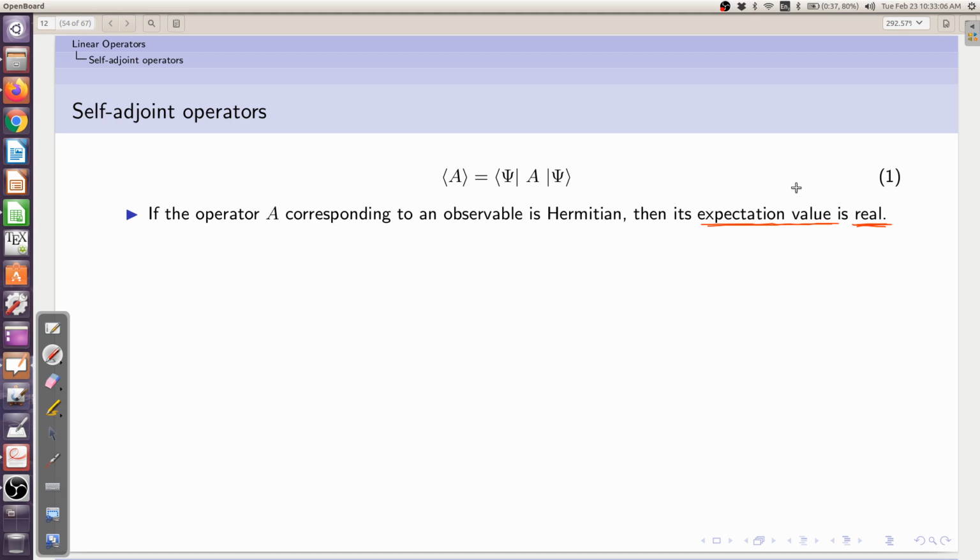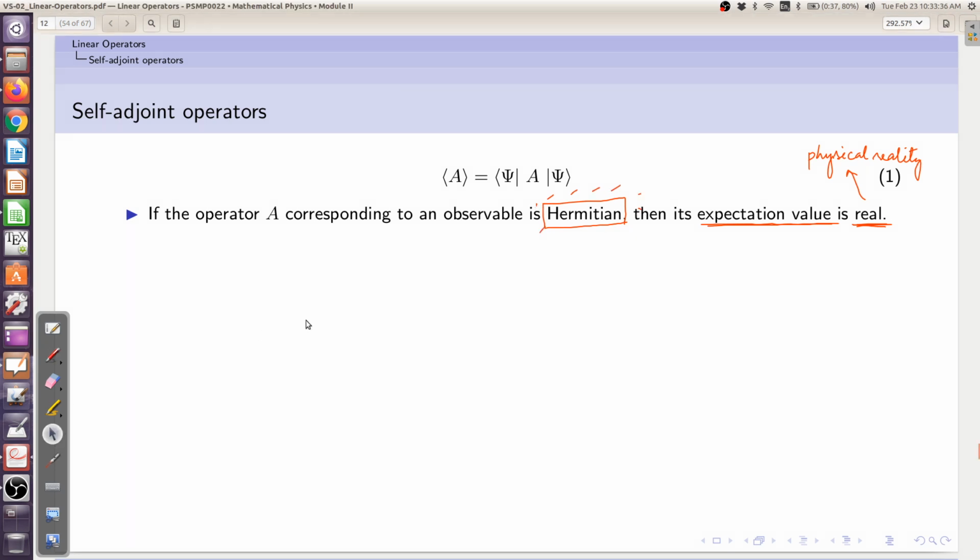Because if the expectation value is real, that is going to correspond to your physical reality. So we would like our expectation values to be real. If you would like the expectation values to be real, then the operator whose expectation value you are trying to find out must be Hermitian. Okay, so now this can be proved very easily.